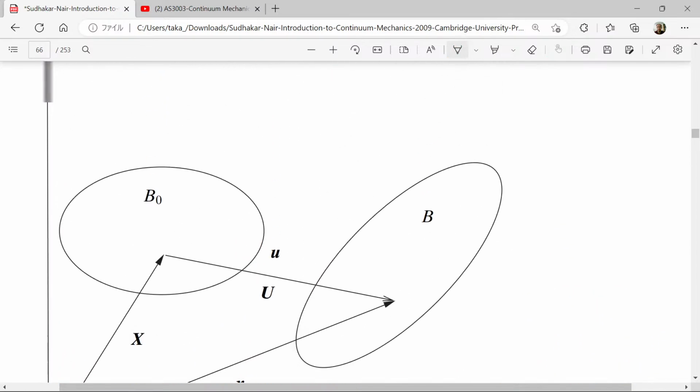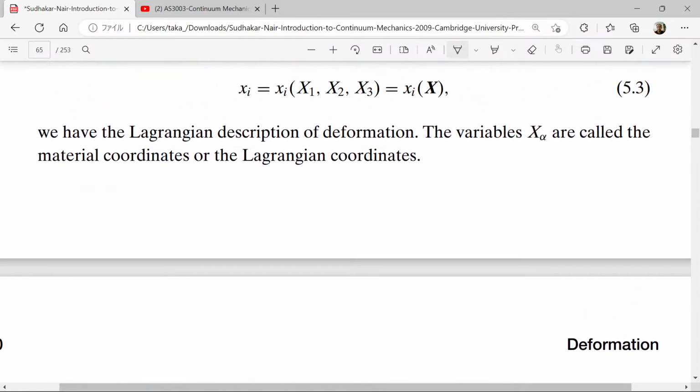What was large x? Large x are called material coordinates or Lagrangian coordinates.